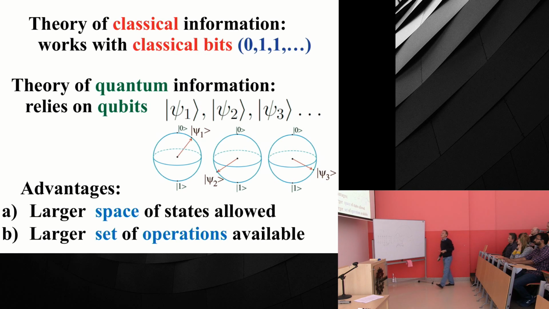So what are the advantages? There is a larger space of states allowed. I recall, classically there are only 0 and 1, and quantum mechanically there are, for instance, arbitrary orientations of the spin. And also a larger set of operations, because classically you can only negate, change 0 into 1, and quantum mechanically you can rotate it in an arbitrary way and get, let's say, the square root of NOT. You know what a NOT gate is. It changes 0 into 1. Classically, there's nothing like a square root of it, and quantum mechanically, of course, there is. You just take 0 and put it on the equator.